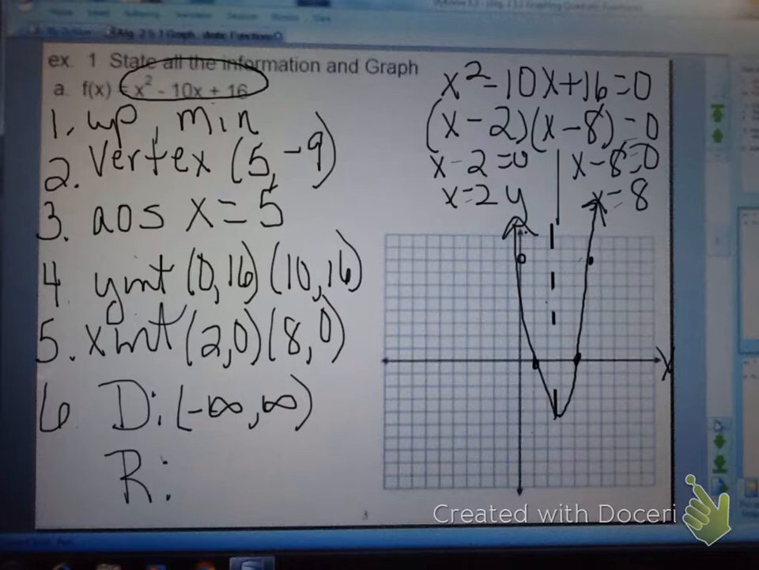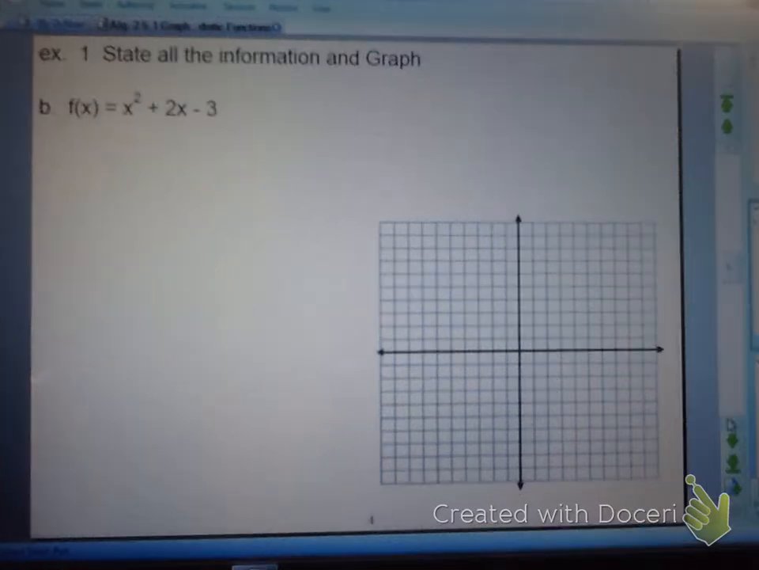The range is all the values above the vertex, and it would be the y value of the vertex. So it is from negative 9, and negative 9 is included. So negative 9 to positive infinity. Okay, example B. We have to state that it goes up, so it's a minimum.